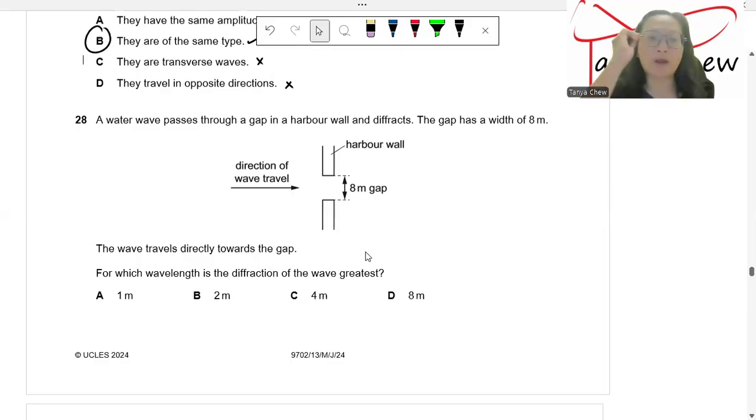28. A water wave passes through a gap in a harbor wall and diffracts. The gap has a width of 8 meters. The wave travels directly towards the gap. For which wavelength is the diffraction of the wave greatest? Now, this one you don't have to do any calculation. In order to view for the greatest diffraction, the size of the wavelength must be equal to the width of the gap, which is 8 meters.